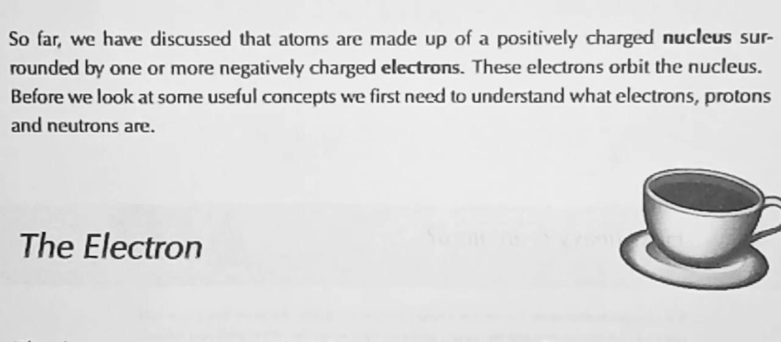We have discussed that atoms are made up of a positively charged nucleus surrounded by one or more negatively charged electrons. These electrons orbit the nucleus. Before we look at some useful concepts, we first need to understand what electrons, protons, and neutrons are. So we are going to start with the electrons.